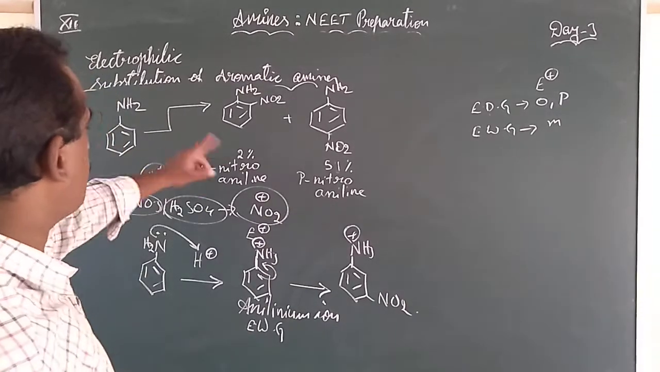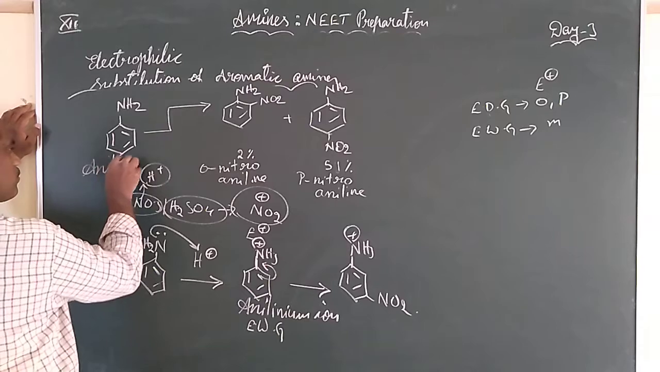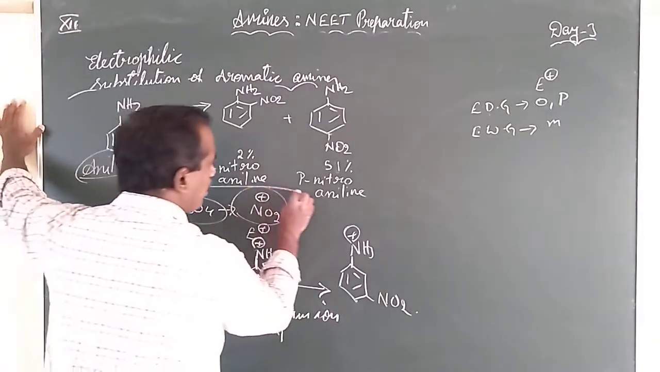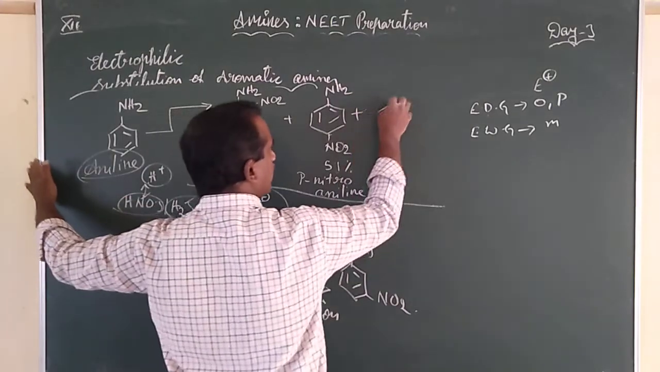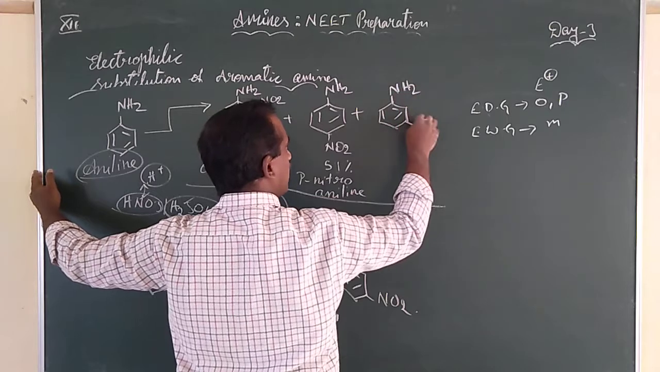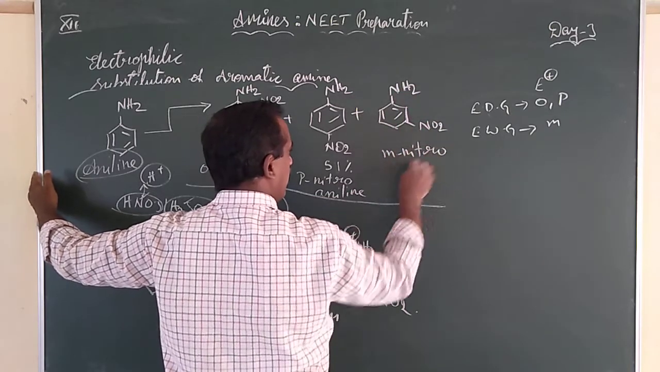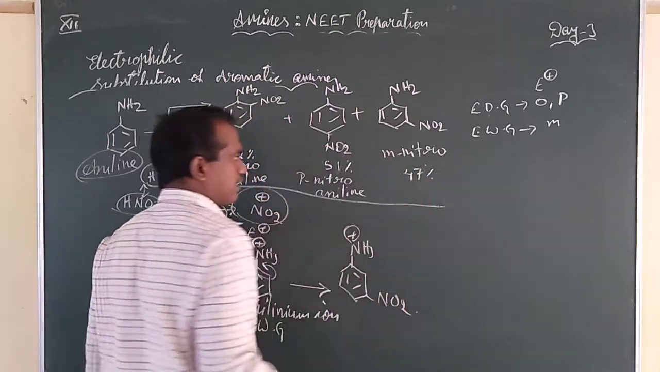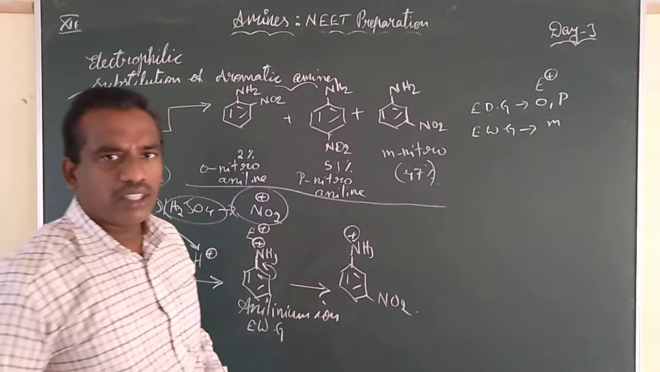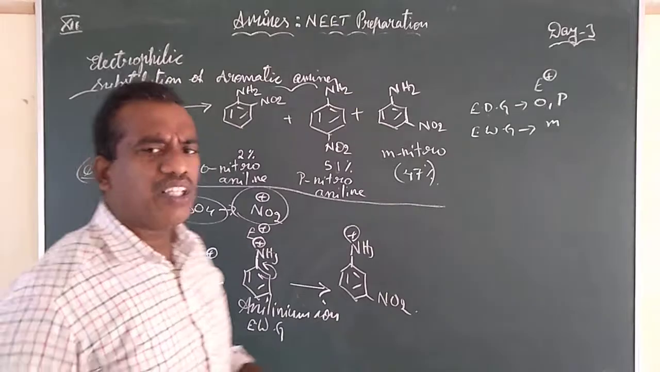So along with these two, once you react aniline with the combination of nitric acid and sulfuric acid, along with ortho nitroaniline and para nitroaniline, what are we able to get? We are able to get the meta-nitroaniline, and this is around 47%. So up to here we learned in the normal PUC, and up to this it is useful for the CET.